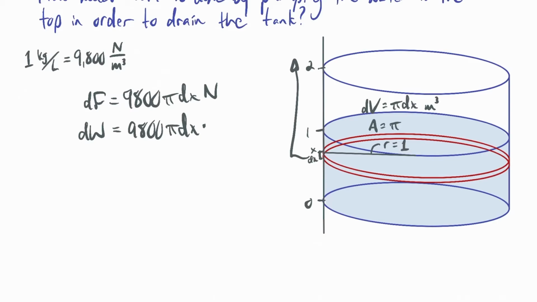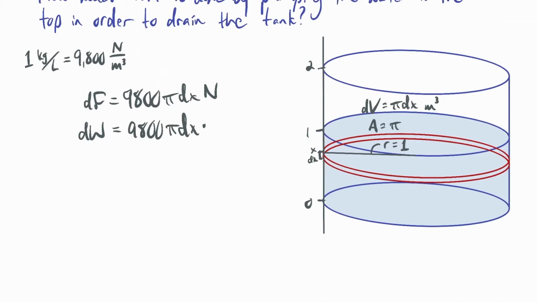Because x is measured from the bottom, right? So when x is very small, we'll have a slab at the bottom of the water. As x gets closer to 1, we'll have a slab at the top of the water, right? The last slab, if you want, will be the top, depending on how you want to count things. So the distance is from the top of the tank. The distance is from the top of the tank down to the slab, okay?